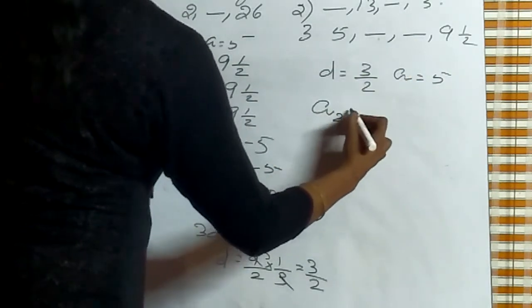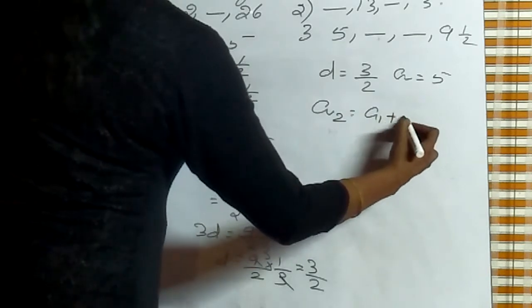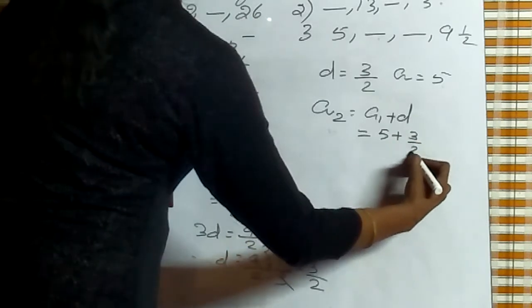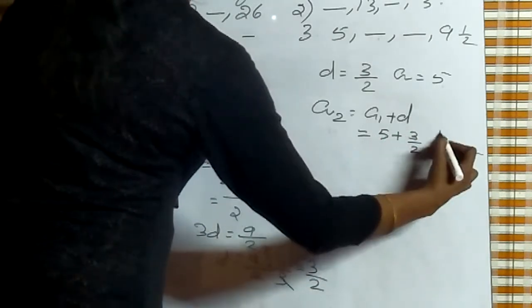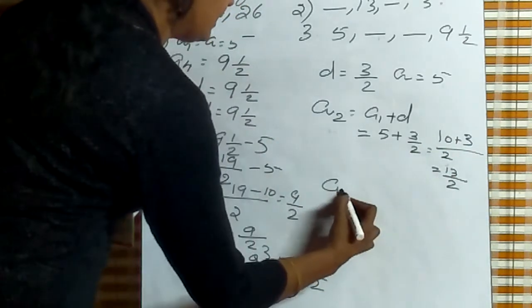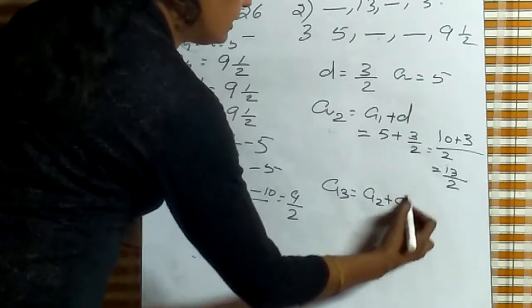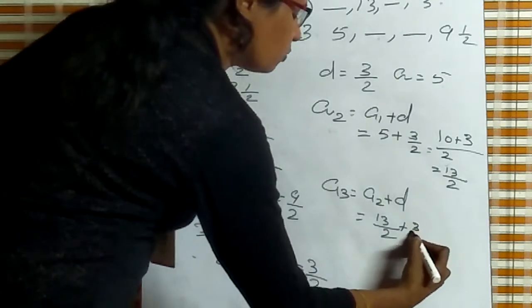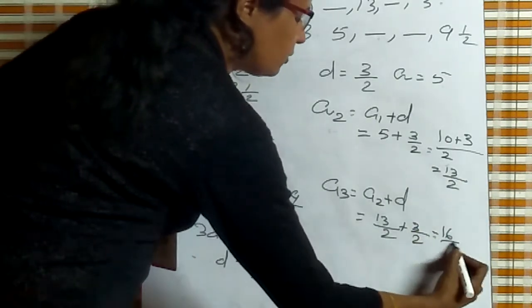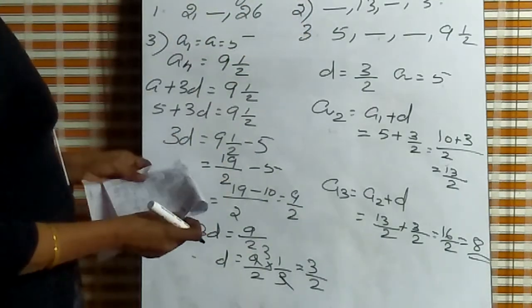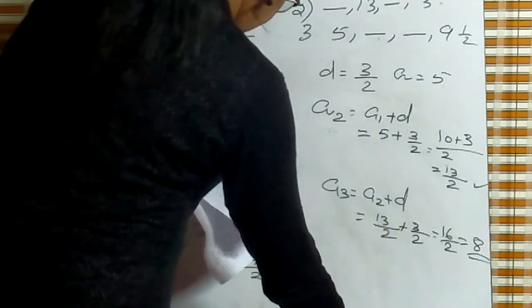A2 is equal to A1 plus D. A1 is 5, so 5 plus 3 by 2 is equal to 2 into 5, 10 plus 3, 13 by 2. And A3 is equal to A2 plus D. A2 is 13 by 2 plus D, which is 3 by 2, equal to 16 by 2, which is equal to 8. Therefore, the second term is 13 by 2 and the third term is 8.